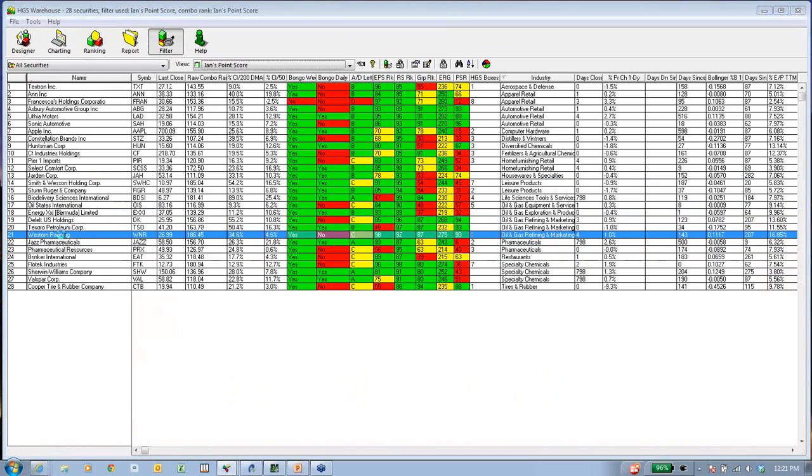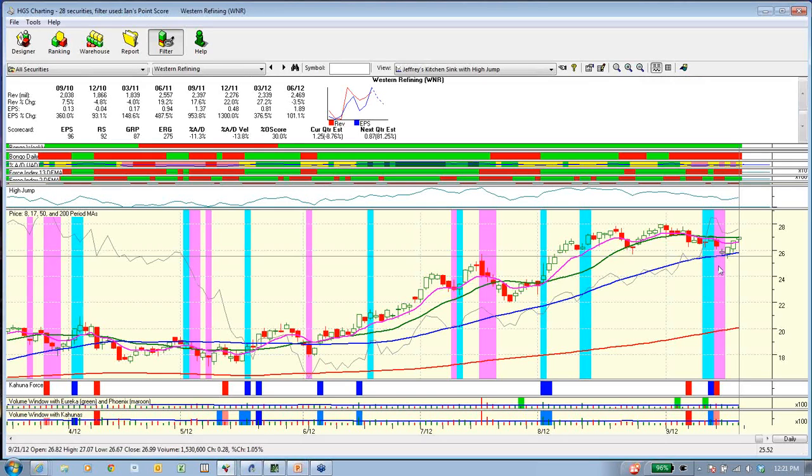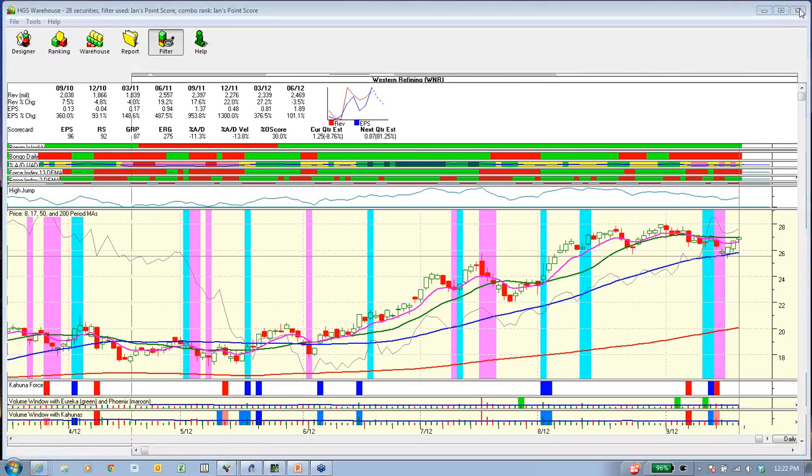As I said, you might want to look at something like Western Refining, as we'll show you right here. And you can see a nice pullback to the 50, running again. Stumbles this quarter on earnings growth, but big earnings growth coming in as we go forward. So this is another one of my favorites, Western Refining. So a lot of neat stocks on that view as well.